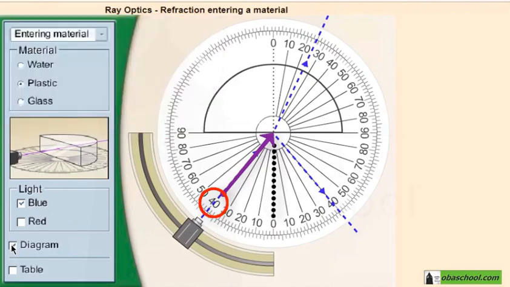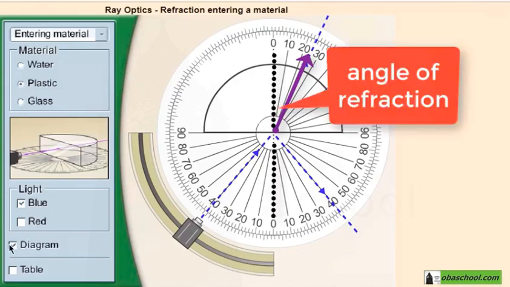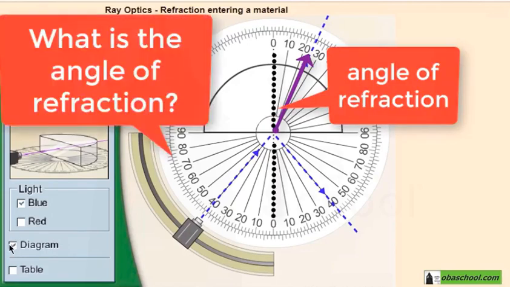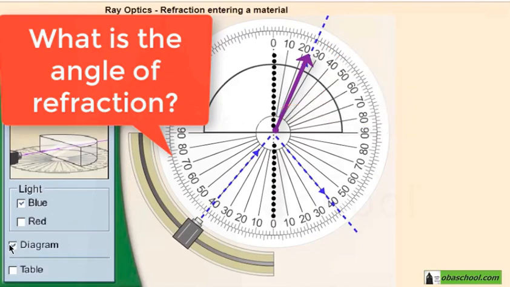The angle between the refracted ray and the normal is called the angle of refraction R. So, what is the angle of refraction here? The answer is 25 degrees.